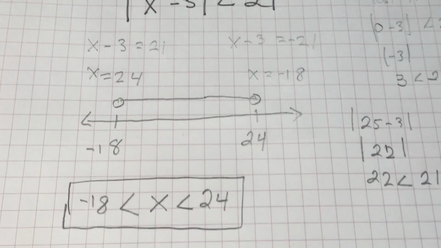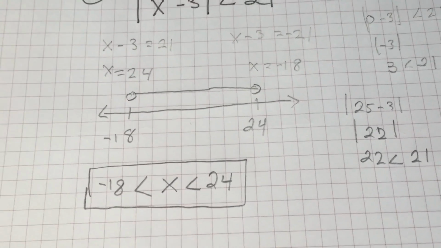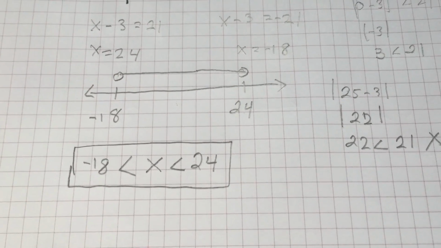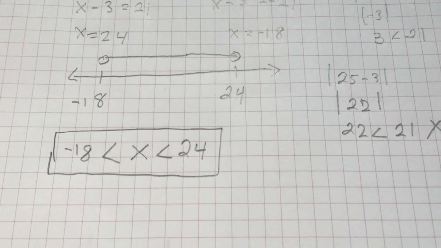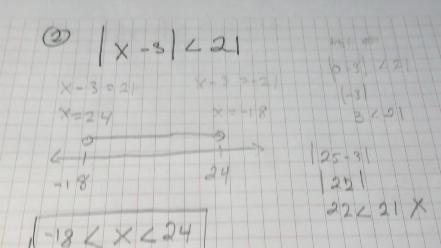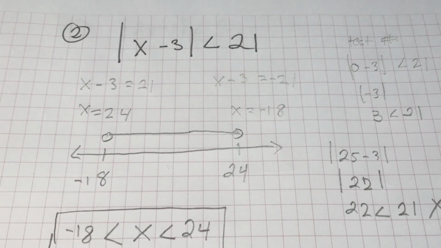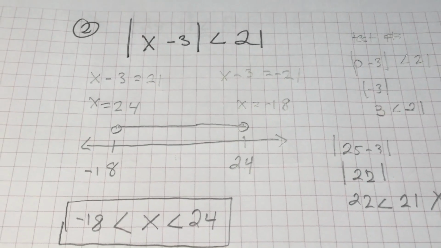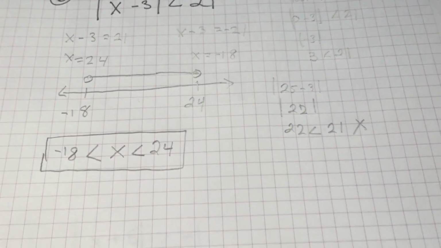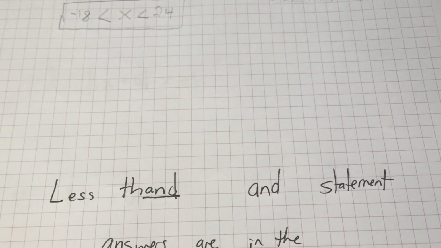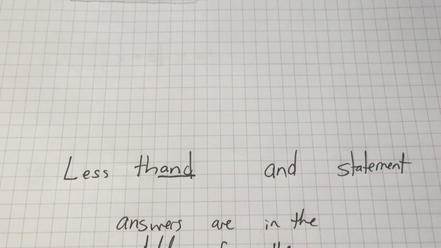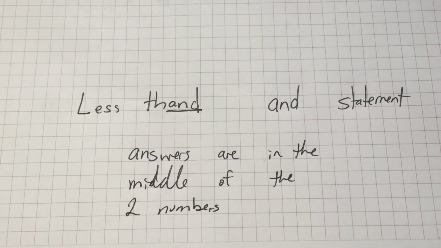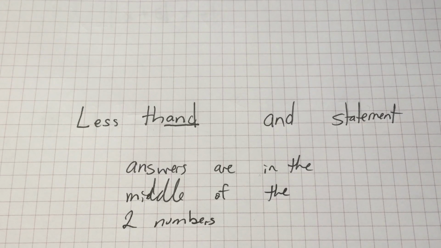So this is what we consider an "and" statement, right? Think of negative 18 and 24 almost like your bookends. So this is an "and" statement. This is a less than. So stretch your imagination. If you added a D to the end of "less than," you would get an "and" statement, which means answers are in the middle of the two numbers.